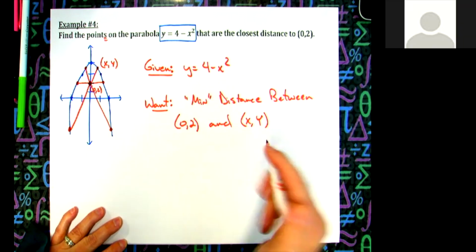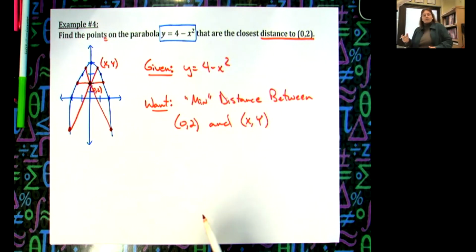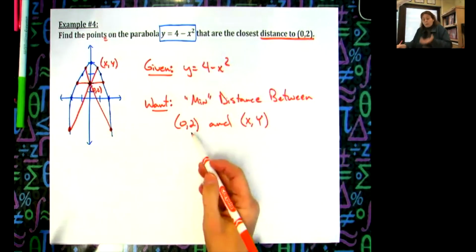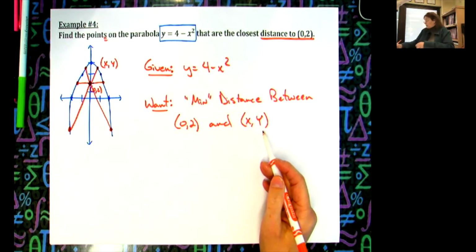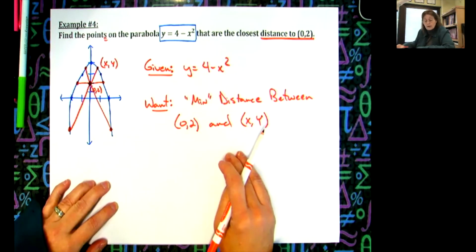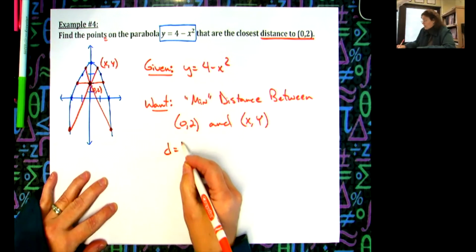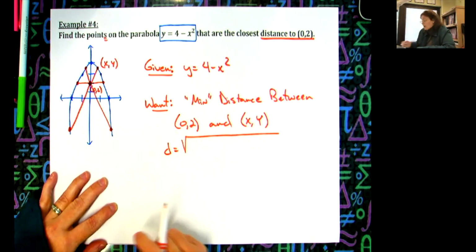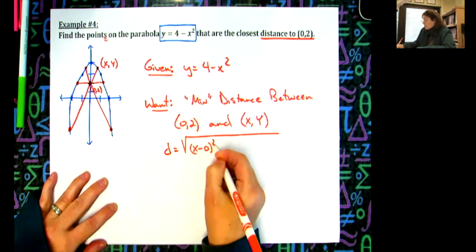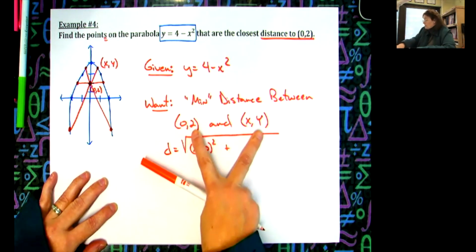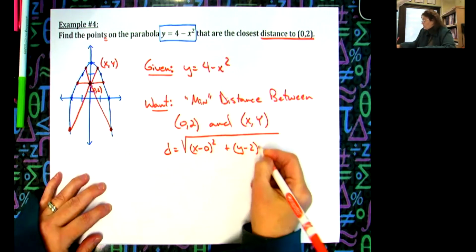I'm trying to minimize the distance to that point, but if we go back to thinking of our distance formula, what do you need? You need 2 points, right? So we know the (0, 2) point, and the point on the parabola, we don't know that yet. Can I come up with the distance formula? I can. Do we have this memorized? It's the square root of the difference of my x terms, so (x minus 0) quantity squared, plus the difference of my y coordinates, so (y minus 2) quantity squared.